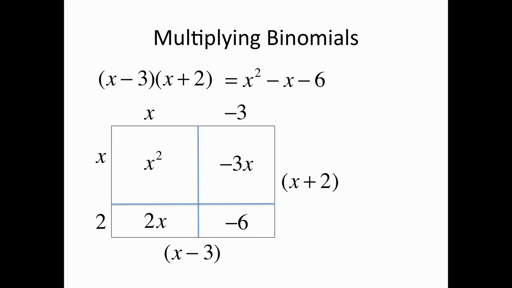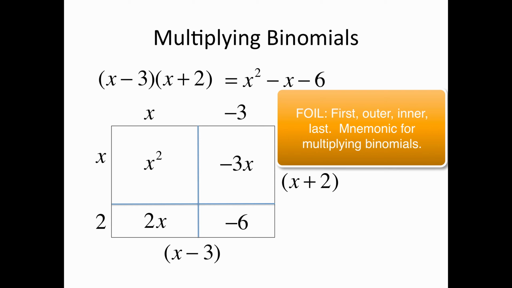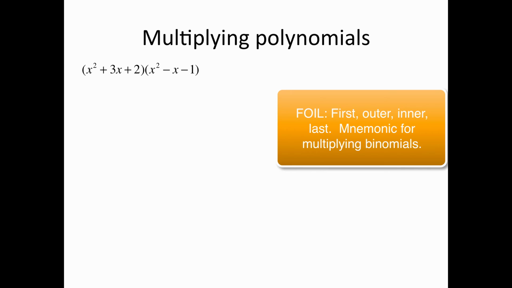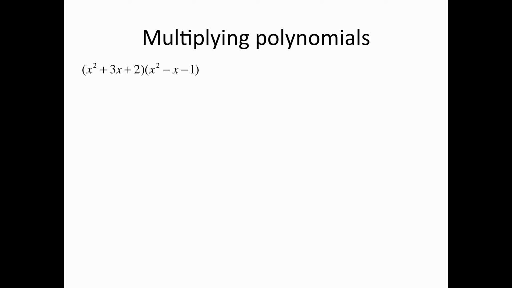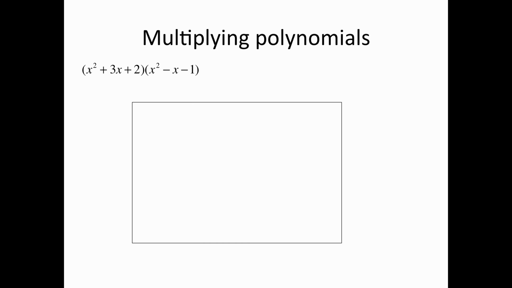Now the next example shows why I'm using expansion boxes, and I'm not really mentioning FOIL for those who know what it is. In an example like this, FOIL fails, but expansion boxes work really well. Now let's see how to set this one up. So we'll make our rectangle. The sides will be x squared plus 3x plus 2 by x squared minus x minus 1.